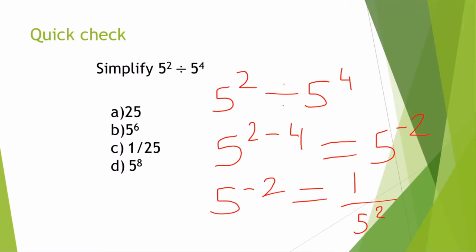Now, the option is not here though, but what we can do as further simplification is make it 1 over 25. Why? Because 5 to the power of 2 is 25. 5 5s are 25. So our correct answer will be C.